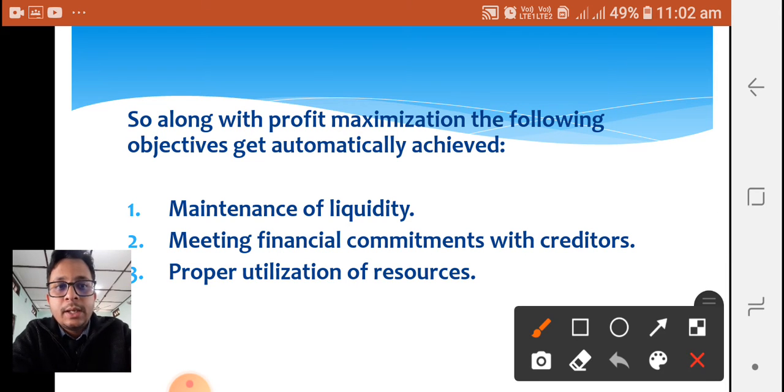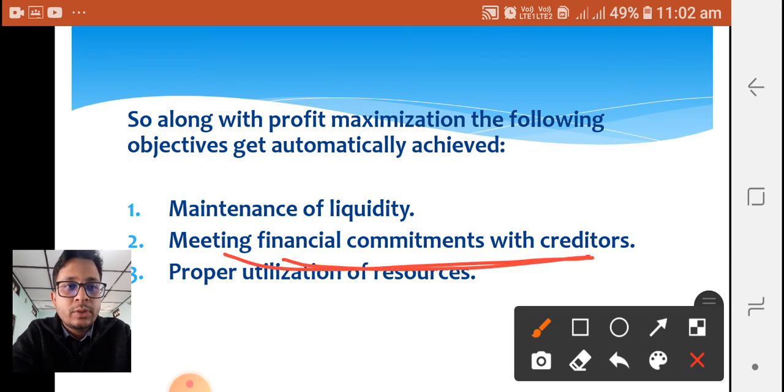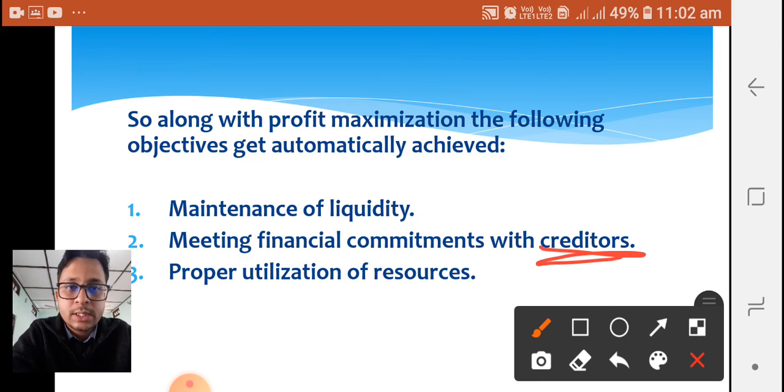Next, you see, meeting financial commitment with creditors. If a firm has enough liquid cash in hand, then whatever financial commitments there are with the creditors, not only your equity shareholders, not only your suppliers, not only the loans from the banks or bankers, all types of creditors are paid on time if profit maximization, which is one of the objectives of financial management, is achieved.